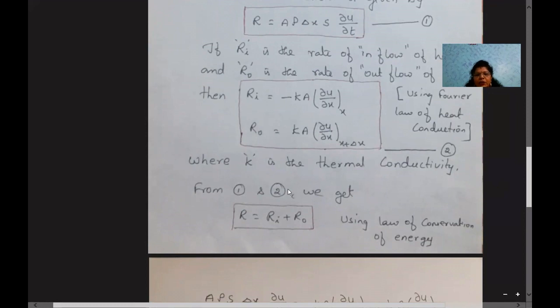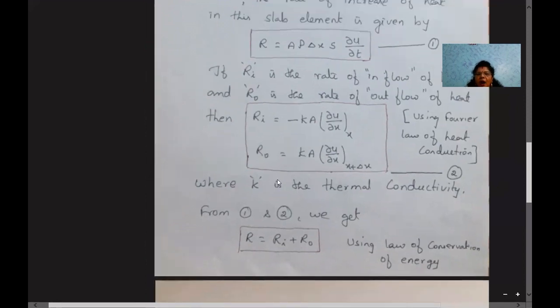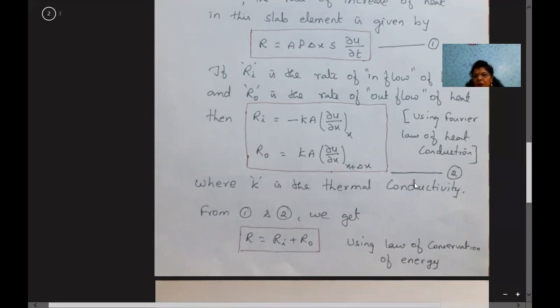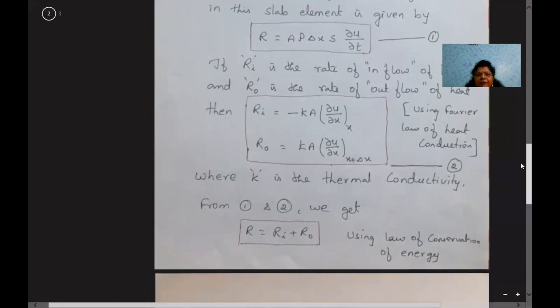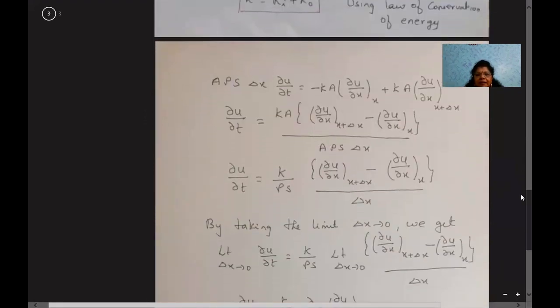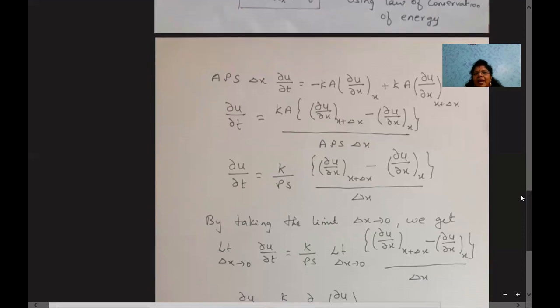Now, from equations 1 and 2, we have R is equal to Ri plus Ro using the law of conservation of energy. What is the law of conservation of energy? Energy can neither be created nor destroyed, only converted from one form of energy to another. Using this, R is equal to Ri plus Ro. Now I substitute the value of R from equation 1, and Ri and Ro from equation number 2. We get A rho S delta X dou U by dou T is equal to minus Ka dou U by dou X at X plus Ka dou U by dou X at X plus delta X.